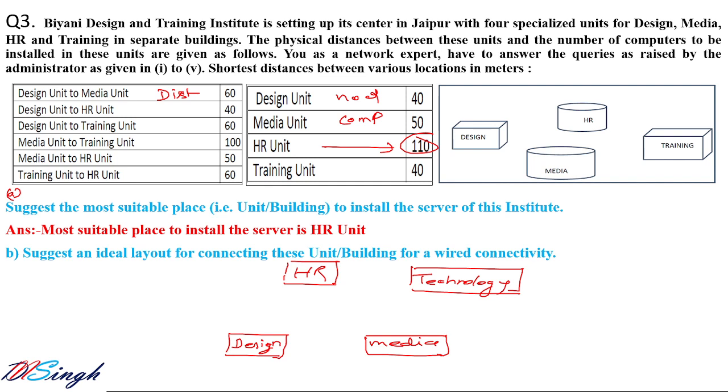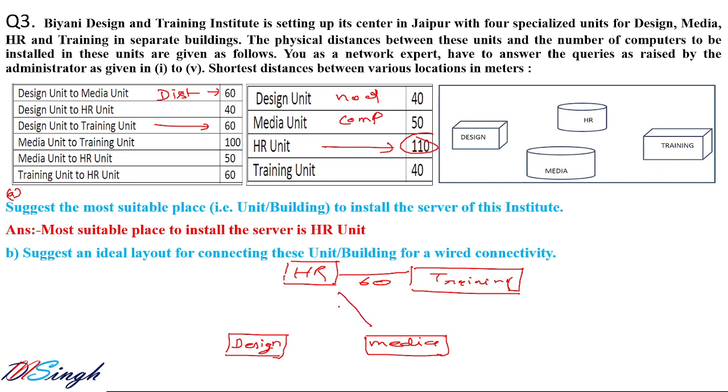So in place of technology, what is given in the question? In the question it is given as training block, not technology block. So let me write it again as training. Training block, HR to training, how much is it? It is 60. Fine. HR to media, so this is what? Again we have 60 here.